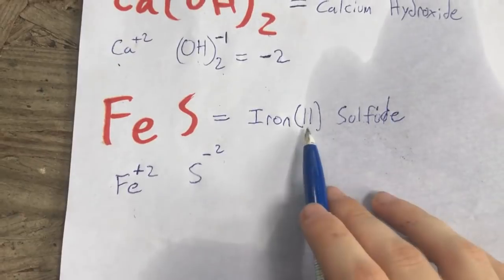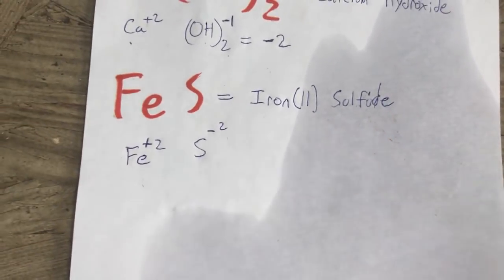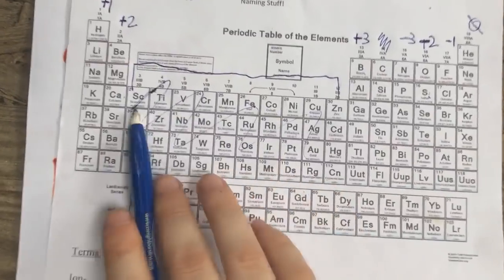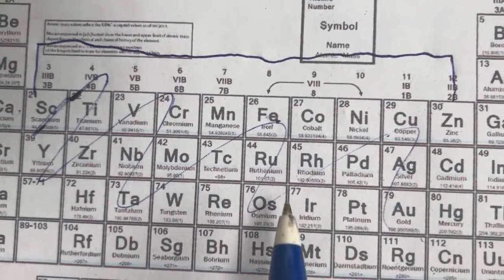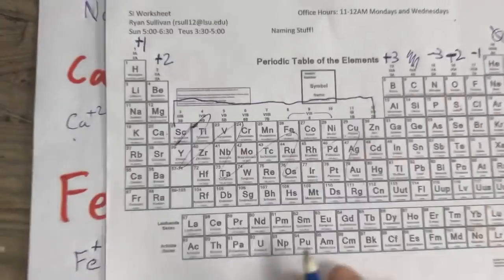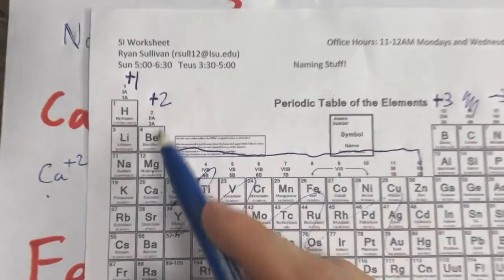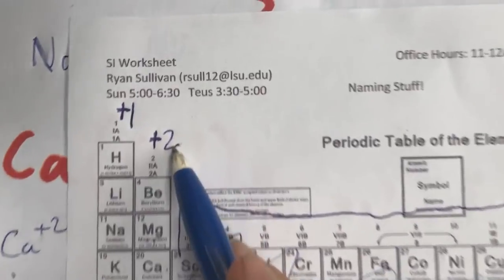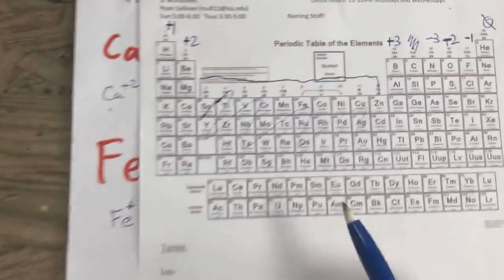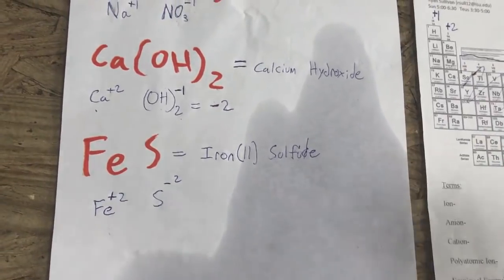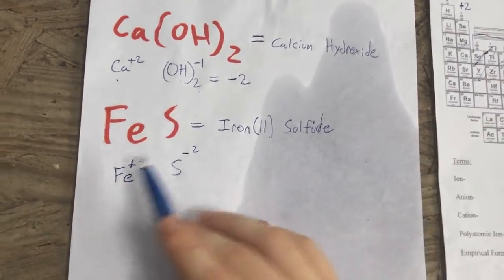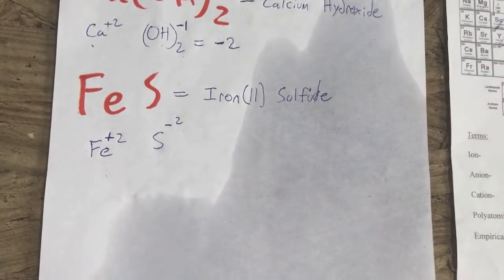So one quick note about Roman numerals. You will only ever use Roman numerals with transition metals. Things that do not have an established charge. Anything else, like if you can just look up at the top of the column and see that it's got a certain charge, you're not going to use a Roman numeral for it. But if it's something that doesn't have a charge, Roman numerals are okay. You should use them. Okay, so FeS, iron 2 sulfide.